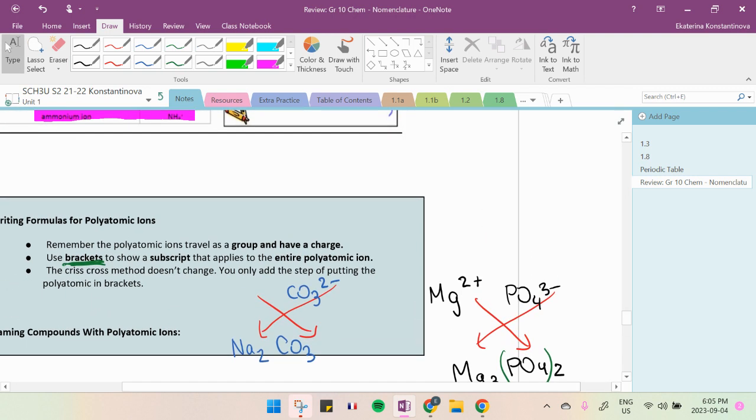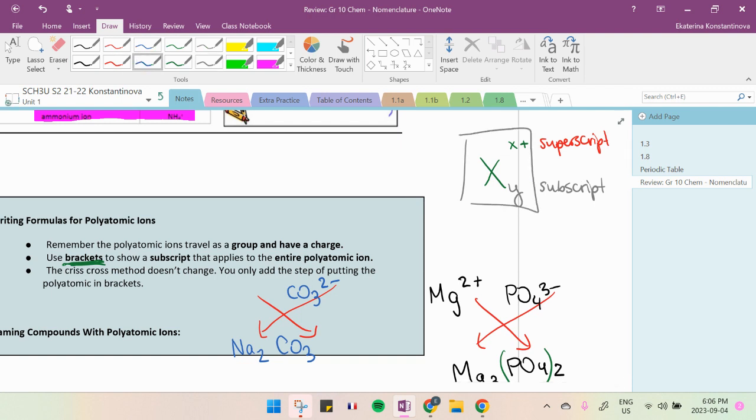As a quick reminder, if you have your element and a charge up here, we call that a superscript. And if we have something down here, we call that a subscript. It's a little bit of terminology. Okay, and then eventually when you get to balancing, if you have some sort of number here, let's put a 3, we call that a coefficient. But we'll cover that later. That's just a little aside.